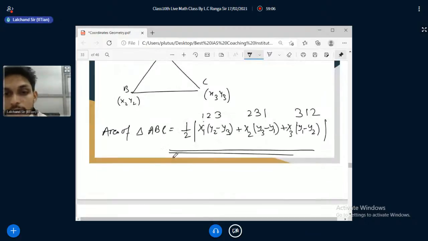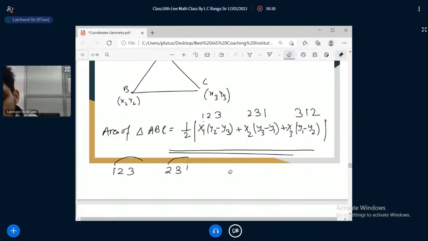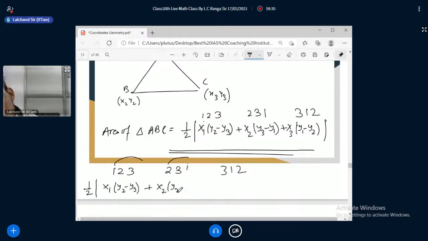If you have any trouble, just remember these numbers. First write 1, 2, 3, then write 2, 3, 1. Transfer this 1 to the backside, then transfer this 2 to the backside, then write 3, 1, 2 and put 1 by 2 outside the mod. First value is x1, then y2 minus y3, plus again the first value is x2, the other two values for y, and the first value should be x3, that is y1 minus y2. So this is the way we can memorize this formula. Are you getting this?